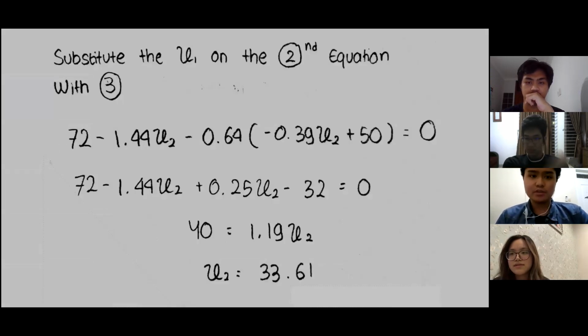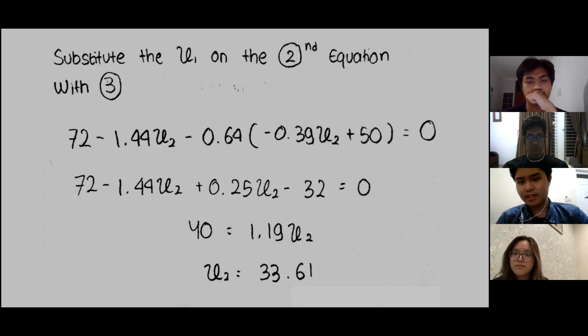Now we substitute the x1 in the second equation with the x1 that we get from the first equation, or what I marked with 3. So 72 minus 1.44 x2 minus 0.64. And in this bracket, we have the equivalent of x1 that I just got from the first equation, which is minus 0.39 x2 plus 50.